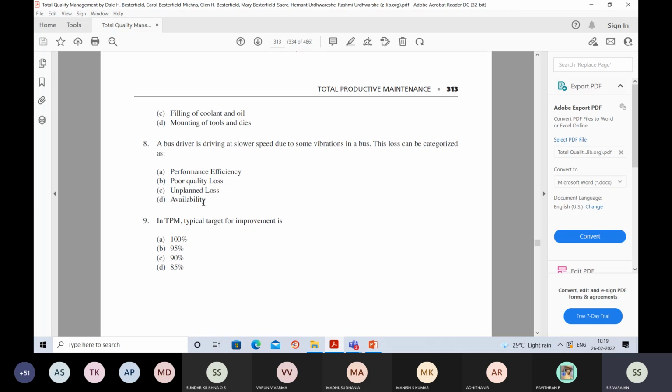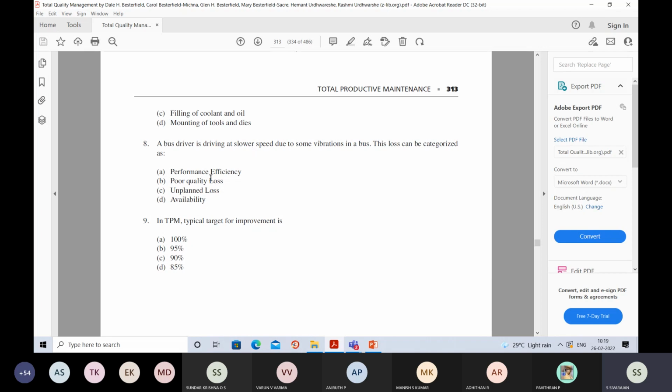Unplanned loss. No. Okay, we will discuss one by one. First, availability cannot be the answer, because the bus is available. He is operating at slow speed, so it is not an availability loss.